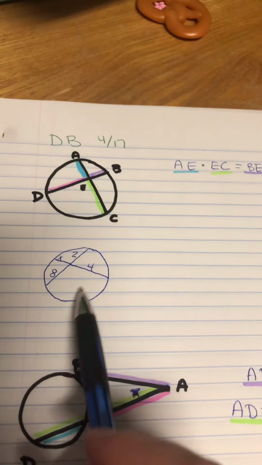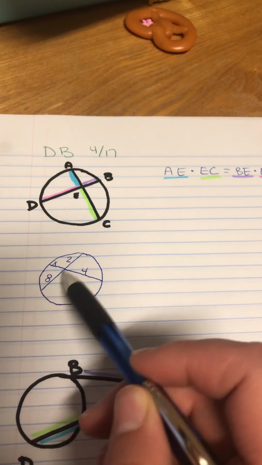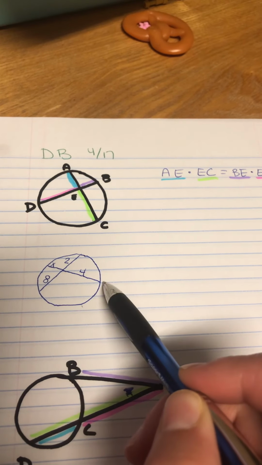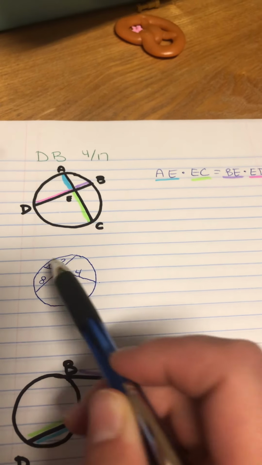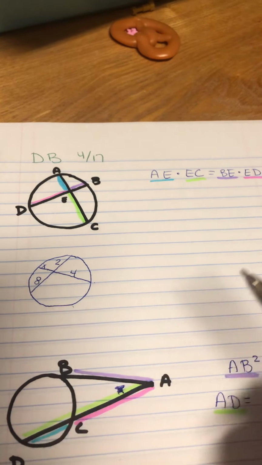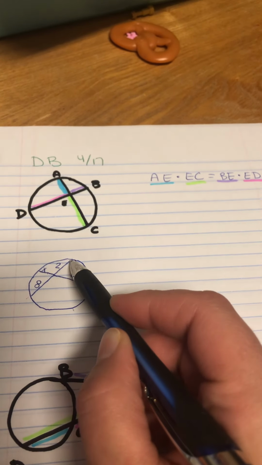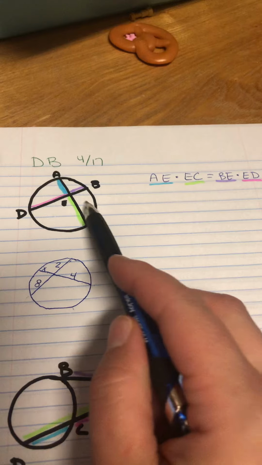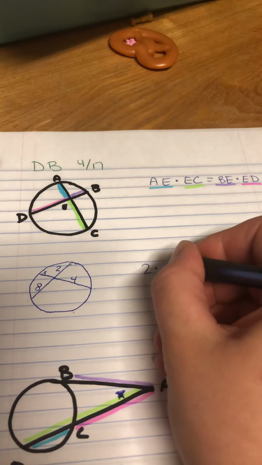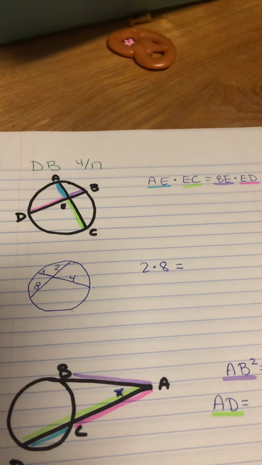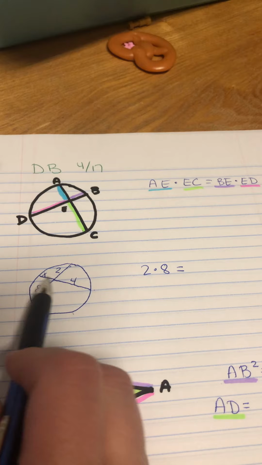So if you get a problem like this, we have a chord going through here, this section is 2, this section is 8, another chord going through here, this side is worth X, this side is worth 4, and we need to find X. So we're going to take our first chord, and we know we multiply the parts of the chord together. So 2 times 8 is equal to the sides of this chord, X and 4.